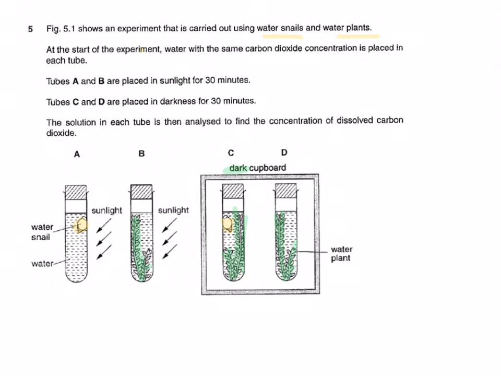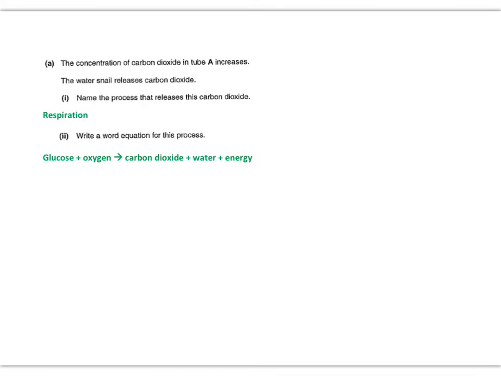The question wants us to find out, or the aim of the experiment is to find out the concentration of the dissolved carbon dioxide. Now, there are a few ways to do this. You can measure this, use a pH probe, or you can use something called the bicarbonate indicator, which is what we're going to use soon if we have the chance for experiment.